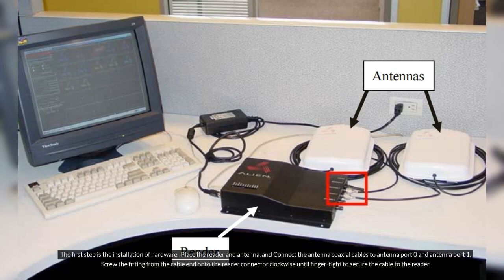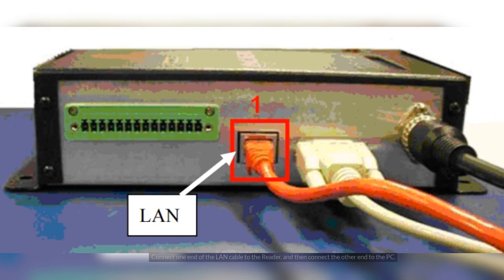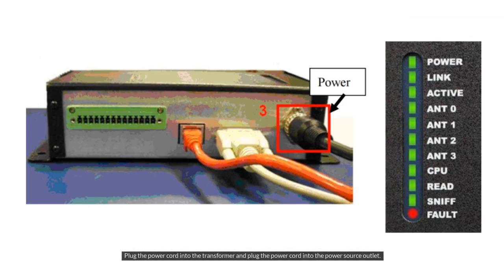The first step is the installation of hardware. Place the reader and antenna, and connect the antenna coaxial cables to antenna port 0 and antenna port 1. Screw the fitting from the cable end onto the reader connector clockwise until finger tight to secure the cable to the reader. Connect one end of the LAN cable to the reader, and then connect the other end to the PC. Plug the power cord into the transformer and plug the power cord into the power source outlet.